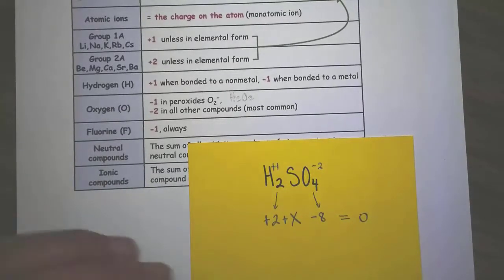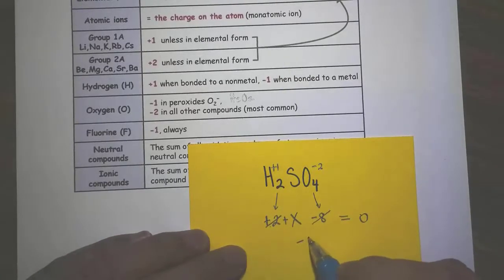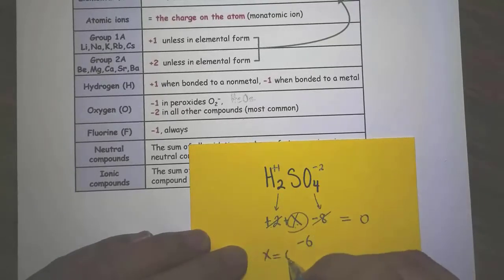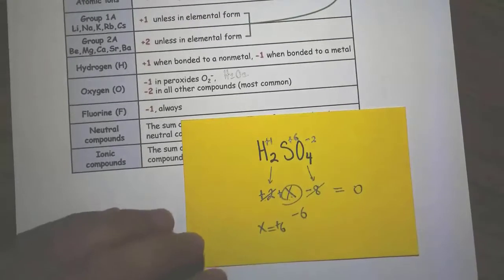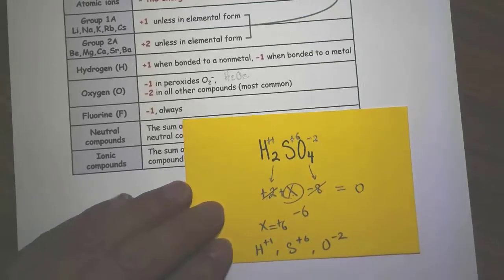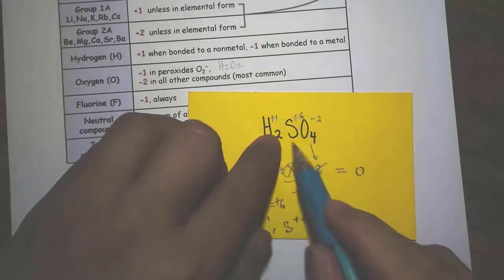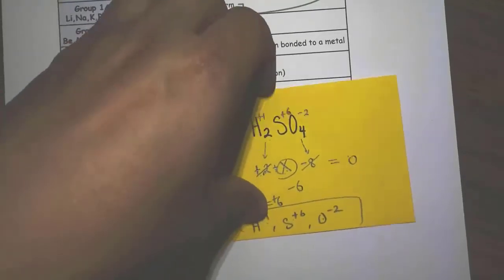Can we solve for X? Well, of course, we have +2 and -8, that combine and give us -6. And X is going to be what? What number plus -6 will give you 0? Of course, X must be 6. So it turned out that the oxidation number for sulfur is going to be +6. So our final answer, in terms of assigning oxidation number, is hydrogen is +1, sulfur is +6, and oxygen is -2. And notice how we don't care about the subscripts 2 and 4 when we look at the oxidation number of each atom. Let's try another problem.